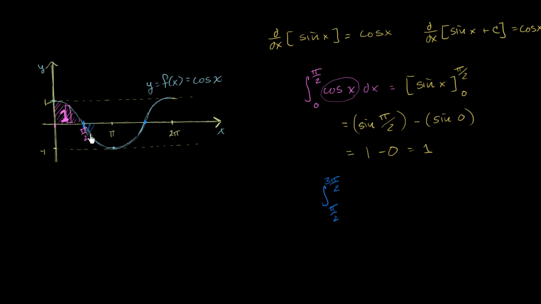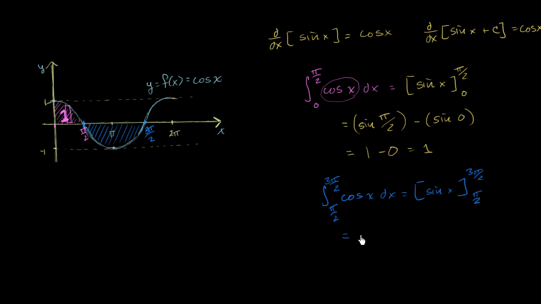So we're talking about that area right over here. This is 3 pi over 2. So once again, the way we denote the area is the definite integral from pi over 2 to 3 pi over 2 of cosine of x dx. An antiderivative of cosine of x is sine of x, evaluated at 3 pi over 2 and pi over 2.